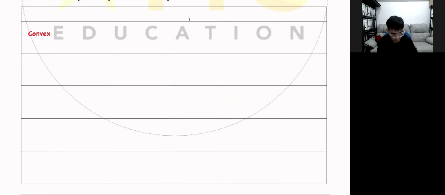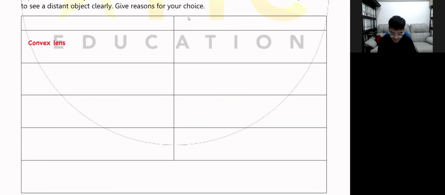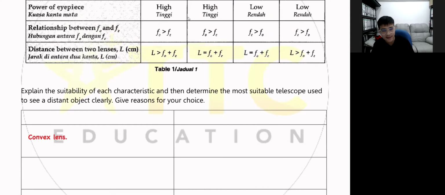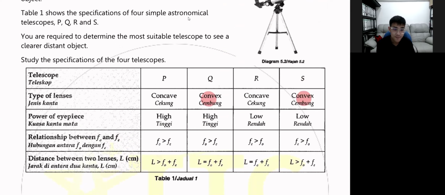And why do we only use convex lens in telescope? Why can't we use concave lens? Just now I said, right, what is the other name for concave lens? Other than concave lens, we also call it diverging lens. And remember just now I also said, what kind of image is produced by a diverging lens? The concave lens only produces a smaller image.